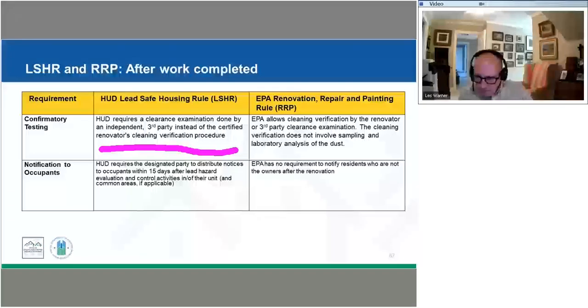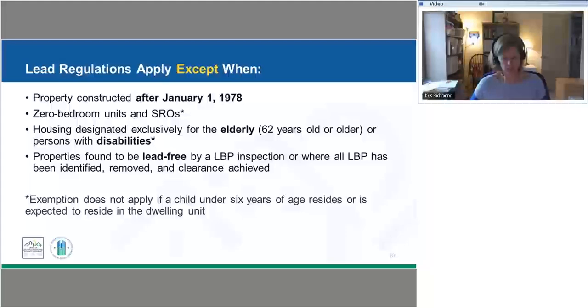Great, thanks. There was another question that came in, Les, too, saying that they have documentation that their property is certified to be lead-free, and do they still need to do disclosure? And the answer to that is no.